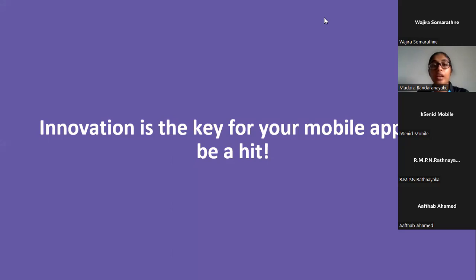Okay. So these features are there, and what is the key for your mobile app to be a hit? It's innovation, right? Innovation is the key. So you can have all these features. Yes, it's accessible. You can put notifications. You can add personalized content. Yes, you can do that. But the most important thing which should be there is innovation. Then your mobile app can be a hit among the people, right?